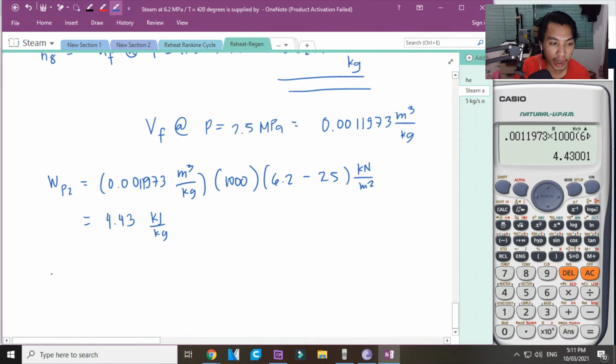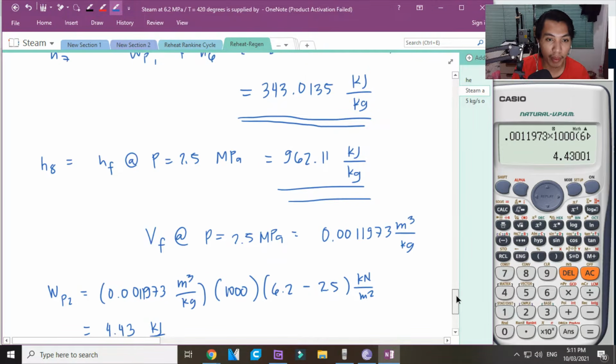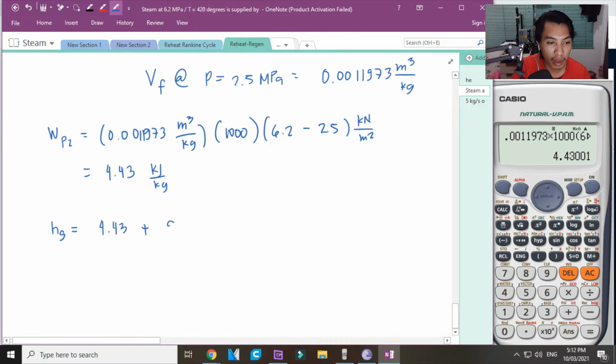So we add it for H9, which is the final. The work of pump 2 is 4.43 kilojoule per kilogram. Add it to the HF, 962.11.